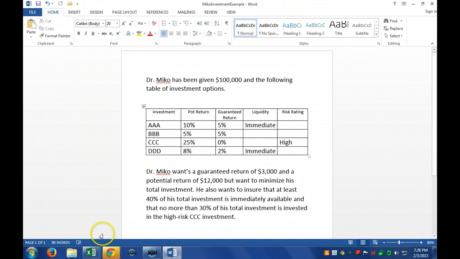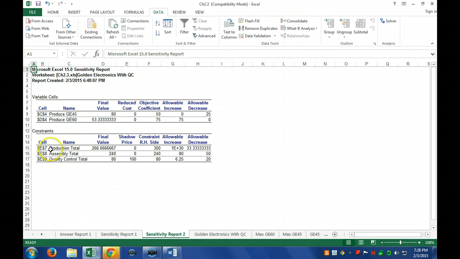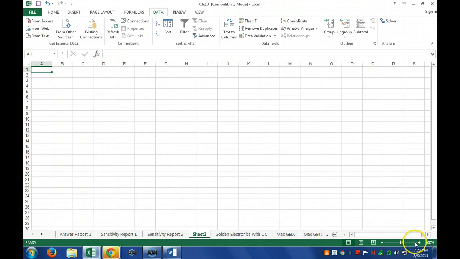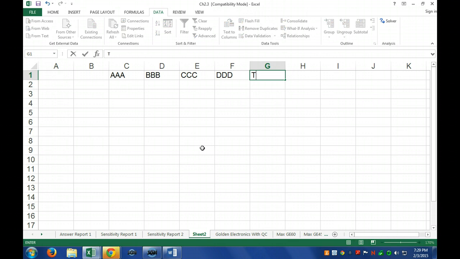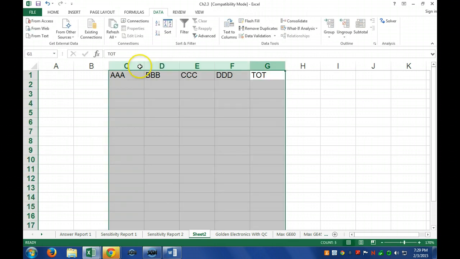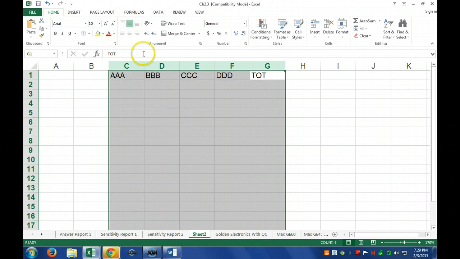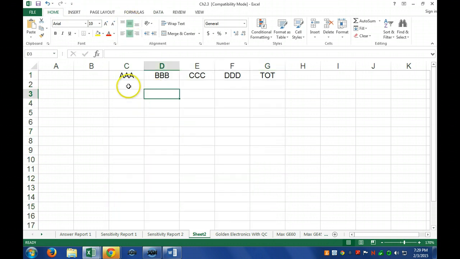So let's go into Excel. Get myself a blank workbook here. And I am going to create, how many variables do I have up there? Be careful when you answer this one. I have AAA, BBB, CCC, DDD, but what else do I have? Total, that's a variable. And I'm just going to throw ones in there for now.